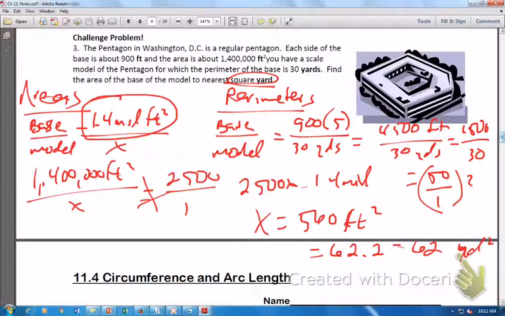Okay, a lot of calculation there, but still using the fact that the ratio of the areas is the square of the scale factor. Okay? All right, that's it.